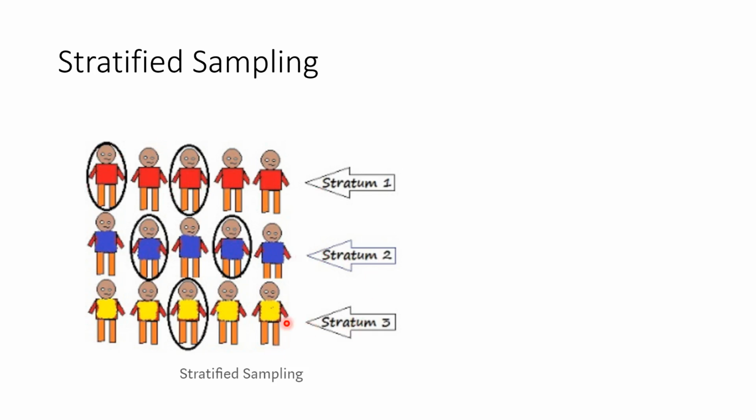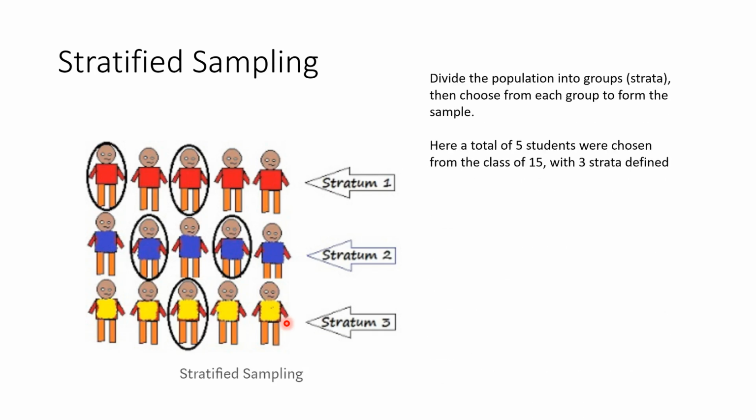Now, for some reason we've decided we're going to have a total of 5 students in our sample. From the class of 15, we've got 3 strata defined, and we're going to pick 2 from stratum 1. So I put numbers 1, 2, 3, 4, 5 in a hat, and I pick one. Suppose it's that one. I pick again, and I got that one. So they went into the sample.